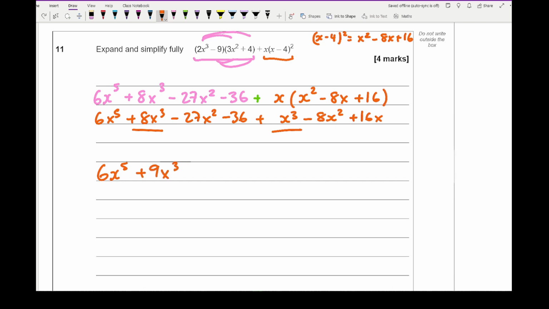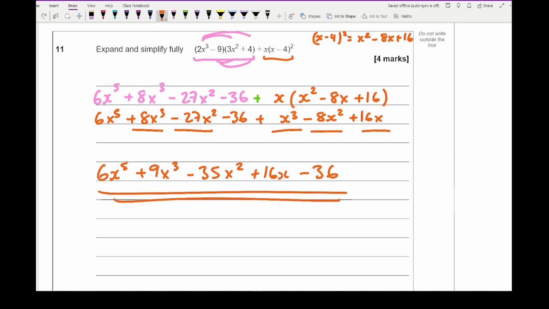Looking at the x squareds, I've got minus 27 and minus 8, and that's going to give me minus 35x squared. Then things with single x's is just plus 16x, and any constants is just minus 36, and that there is my final answer.